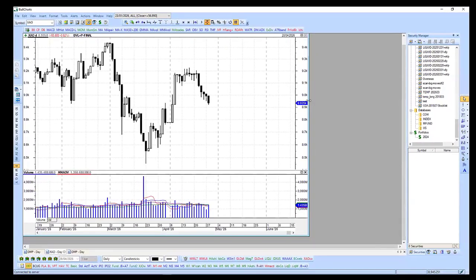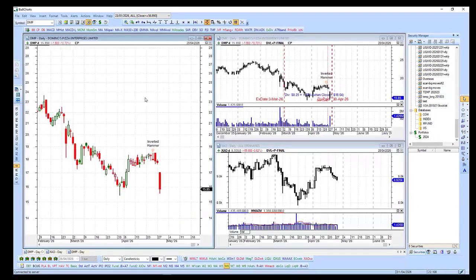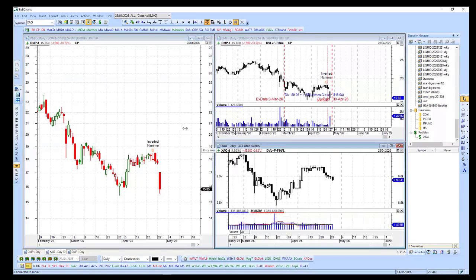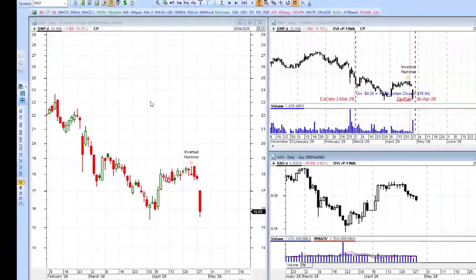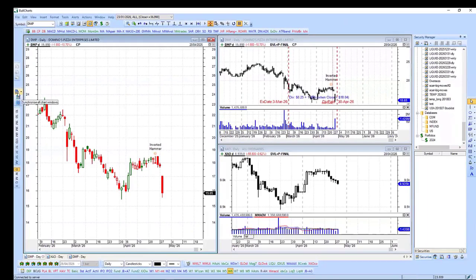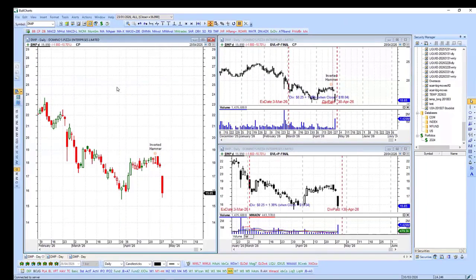What I intended to show next, now most of you I think already know about this. What I've got here is 3 price chart panes. At the moment, 2 of them are the same stock, BHP, and the third one is the All Ords Index. They're not all the same. To make them all the same, I would use the button on the left, Synchronise All Chart Windows. Let's do that, to make them all BHP.